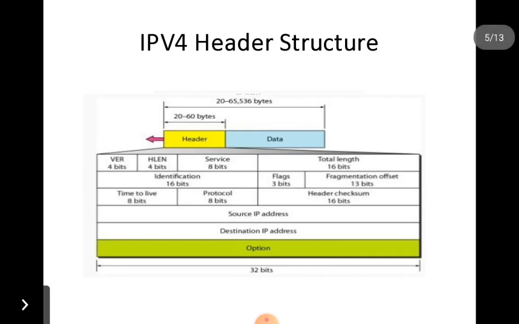Now I am going to discuss IPv4 header structure. IPv4 header structure is 32-bit long. It consists of the following fields: version of IP, HLEN header length, type of service, total length, identification, flag, fragmentation offset, time to live, protocol, header checksum, source IP address, destination IP address and option. These are the fields that belong to the header structure of IPv4.